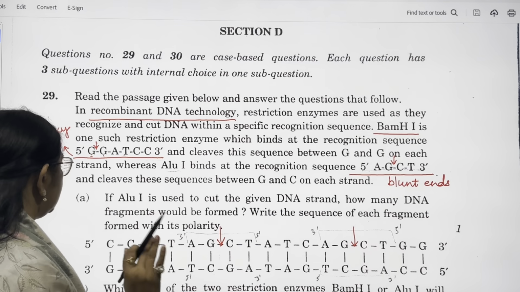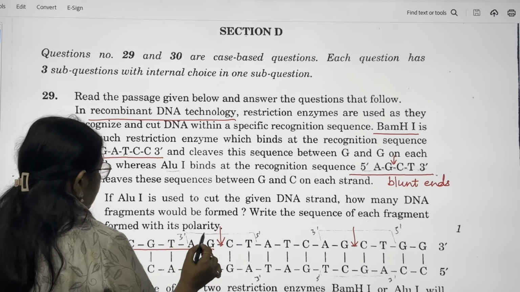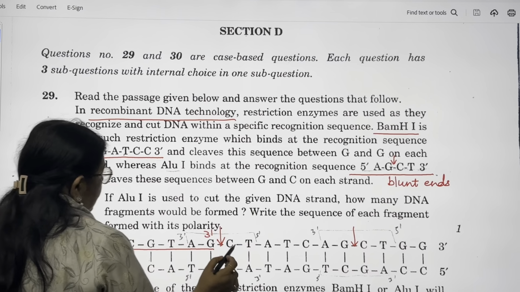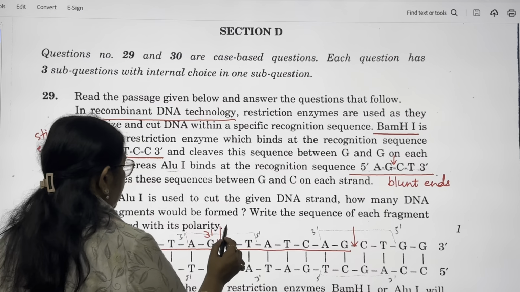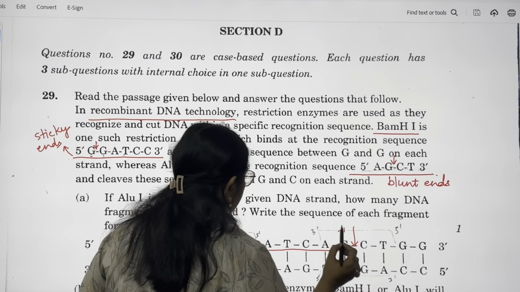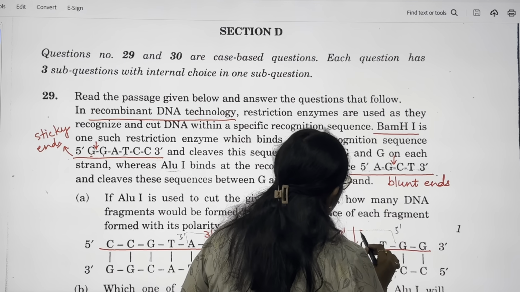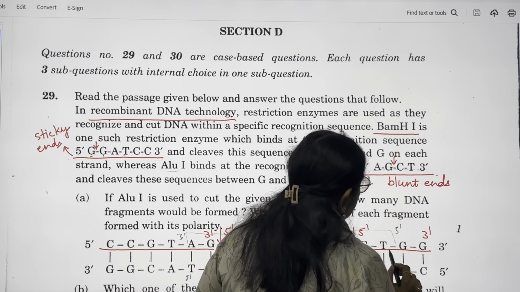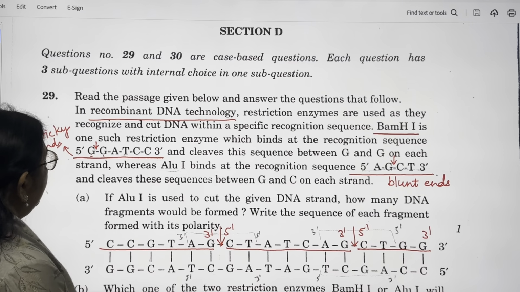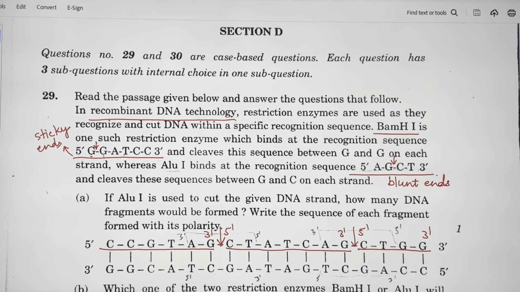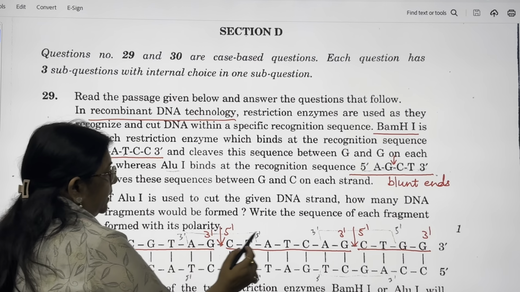It means when AluI type of restriction enzyme works on this DNA strand, there will be 3 DNA fragments formed. One is this, CCGTAG, 5', 3'. Another is CTATCAG, 5', 3', and the third one is 5', 3', CTGG. So these are the 3 DNA fragments which will be formed by AluI. Now write the sequence of each fragment. We have already written the sequence 5', 3', 5', 3', 5', 3'.